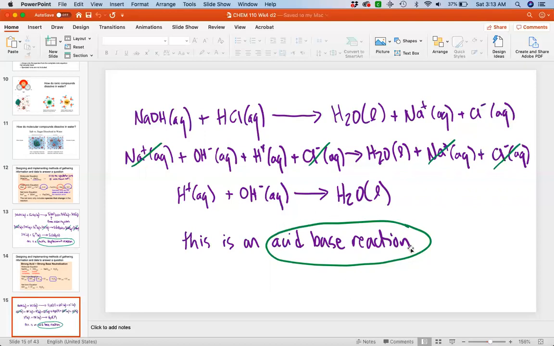And if you're wondering, what makes something an acid? What makes something a base? An acid is anything that has a proton that can be deprotonated. And then we have a variety of different ways that we think about bases. One of the ways we can think about bases is as hydroxide ions that have a negative charge.